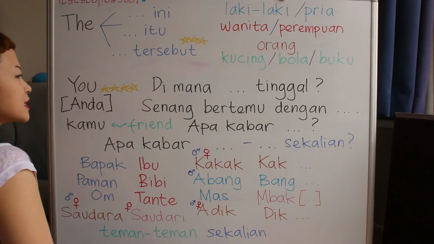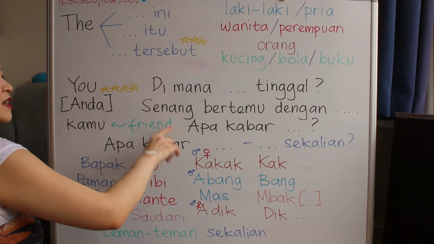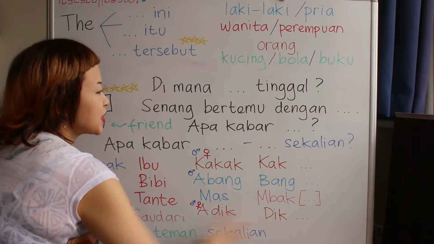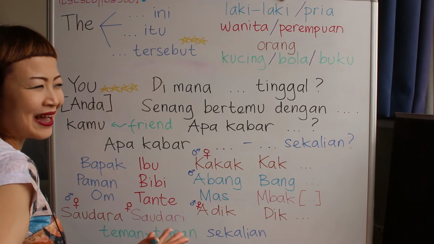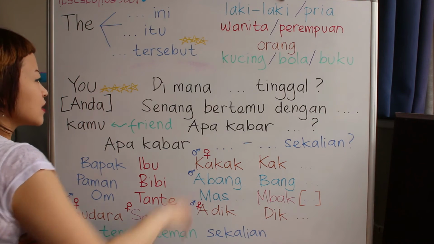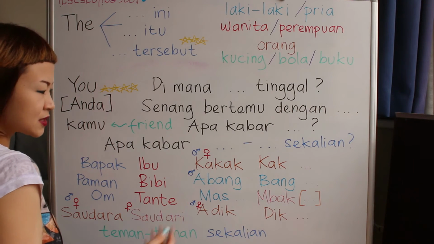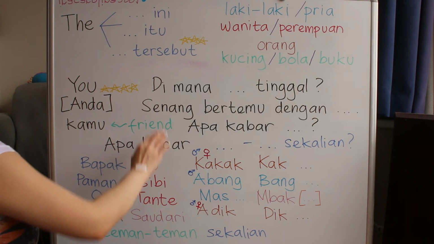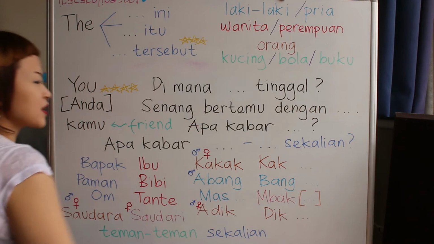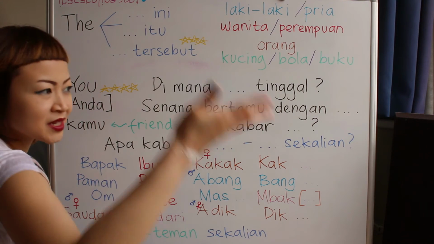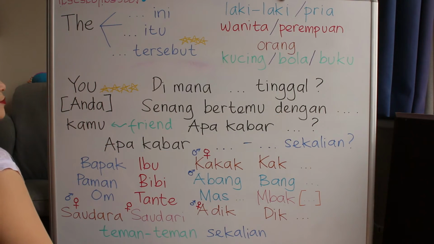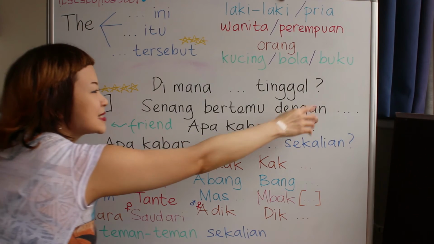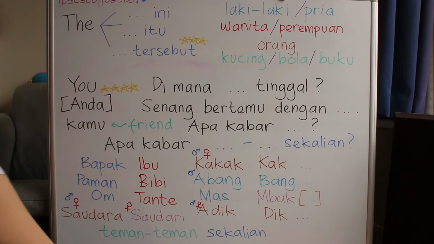And now second sentence. Senang bertemu dengan, and then you choose from here. Senang is glad or happy. Bertemu is meet. Dengan, with. Happy, meet with. Happy, meeting with, or glad. Senang bertemu dengan, then we put the you from here.